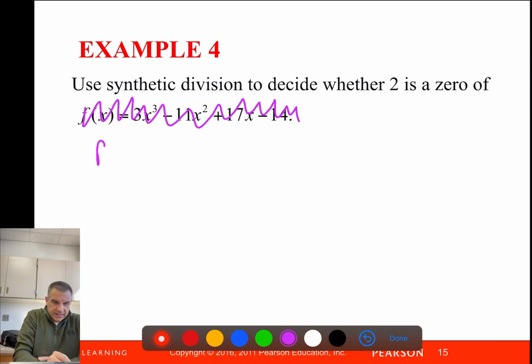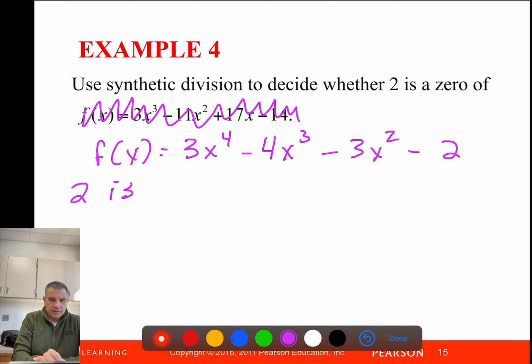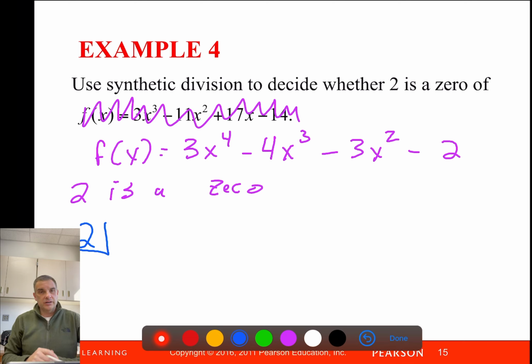Let's go with f of x is equal to 3x to the 4th minus 4x to the 3rd minus 3x squared minus 2. I want to know whether 2 is a zero of that function or not. We're going to use synthetic division to do this. Because we're trying to determine if it's a zero or not, I'm going to put a 2 there. I don't have to change the sign; you only have to change the sign if they give you a factor.